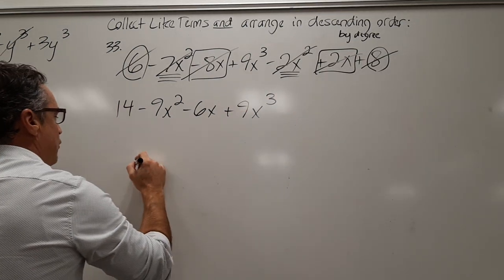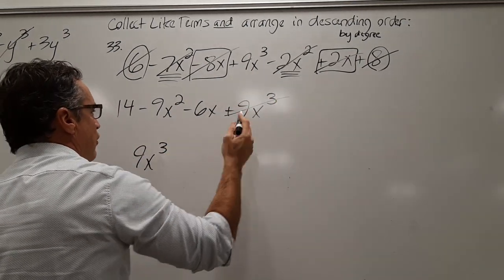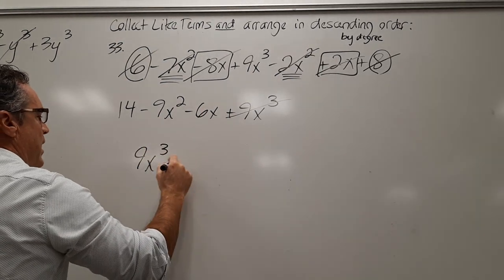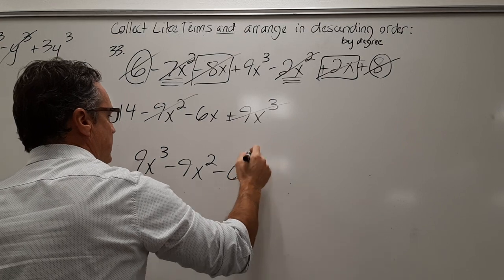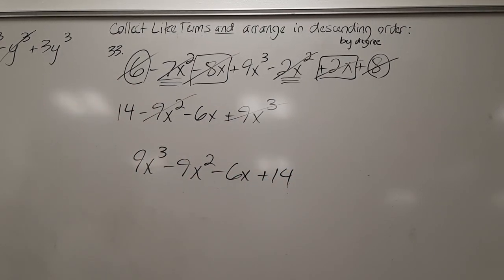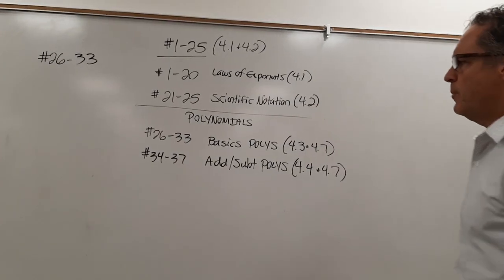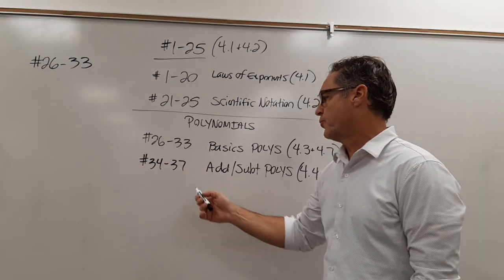This is my greatest degree. It goes first. Descending means greatest to smallest. Okay, I like to cross that out, and then I don't look at it anymore. I have -9x squared, 3, 2. Okay, -6x, that's to the 1, and then plus 14, putting that in descending order. We're solid. Let's pause. We're ready to jump into our next section of the practice test, numbers 34 through 37.